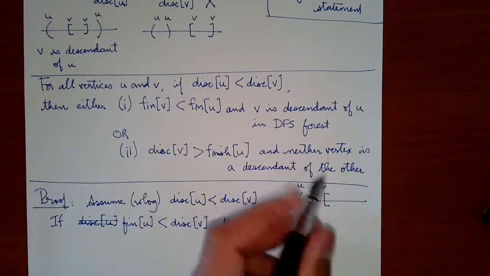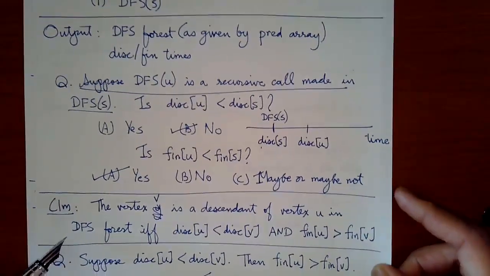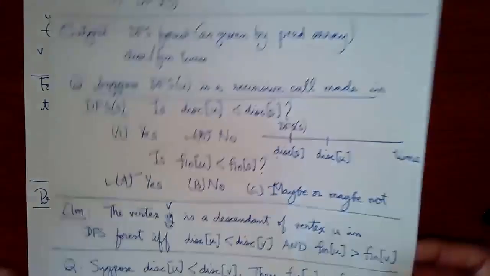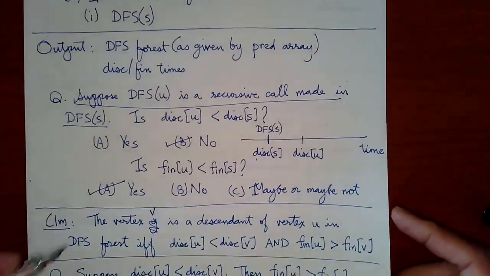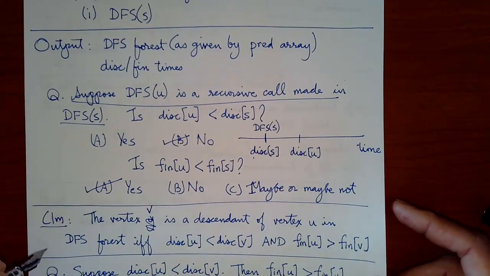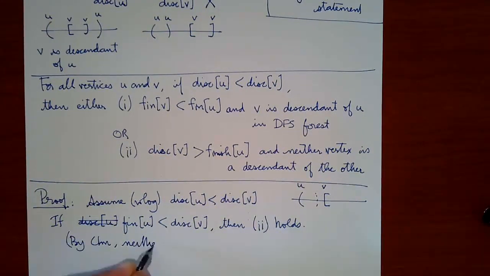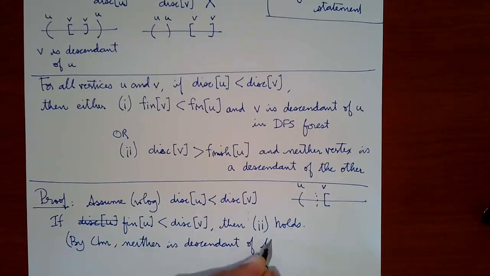And then let's just make an argument that neither is a descendant of the other. Now, technically, I can just invoke this theorem here. I can invoke this claim to say that neither is a descendant of the other. So you'd have to prove this, but this is not particularly hard to prove. So you've proved this statement first, and then you can apply that claim here. By claim, neither is a descendant of the other.